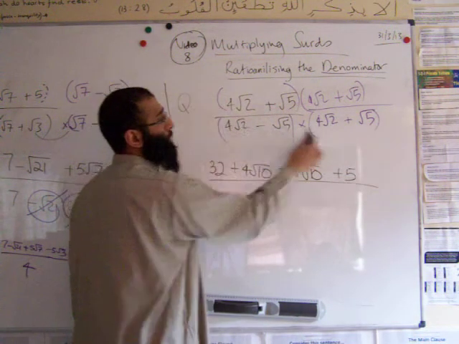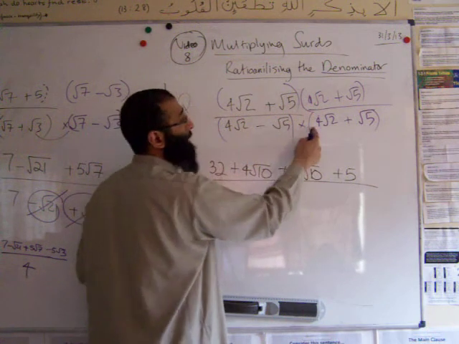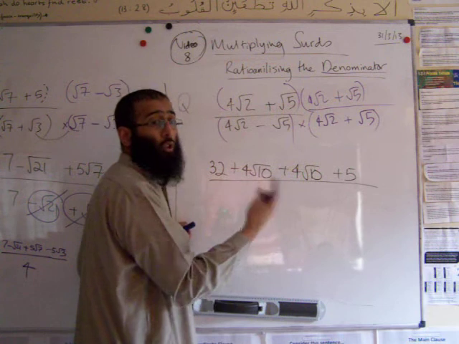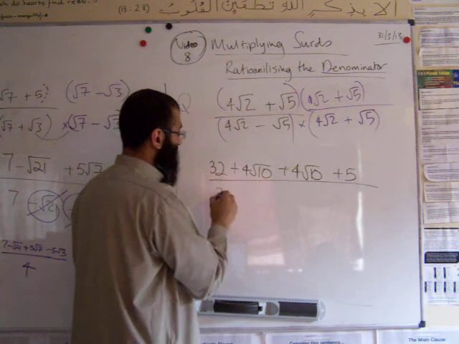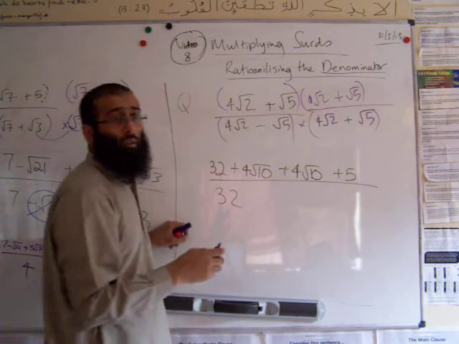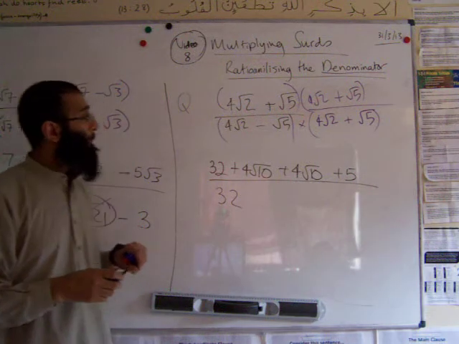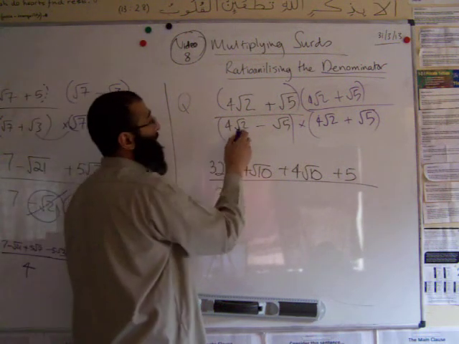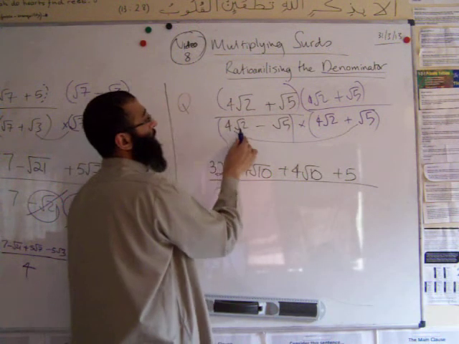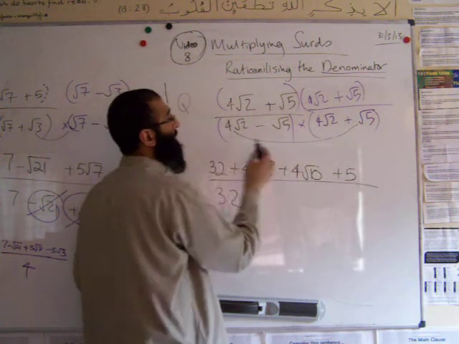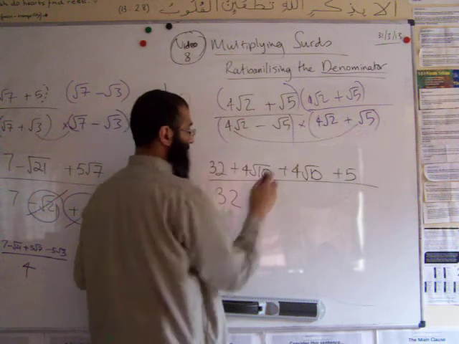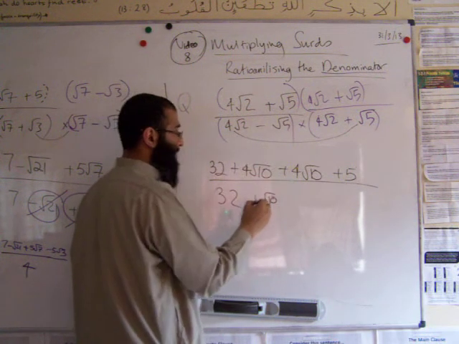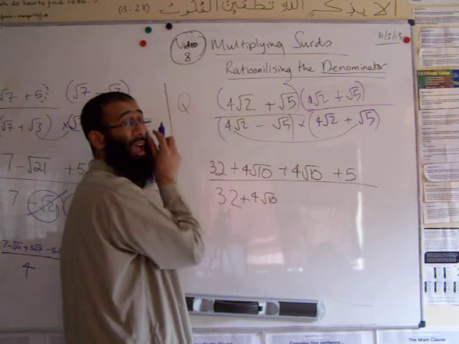We have 4 root 2 times by 4 root 2. 4 times by 4 is 16. Root 2 times by root 2 is just 2. 16 times by 2 is another 32. Now this item times it by the last one. So 4 root 2 times by root 5. The root 2 times by the root 5 gives us root 10, and the 4 times by root 10 is simply 4 root 10.